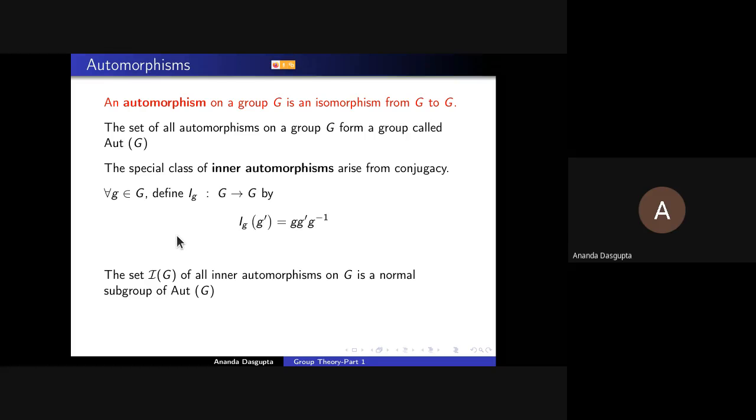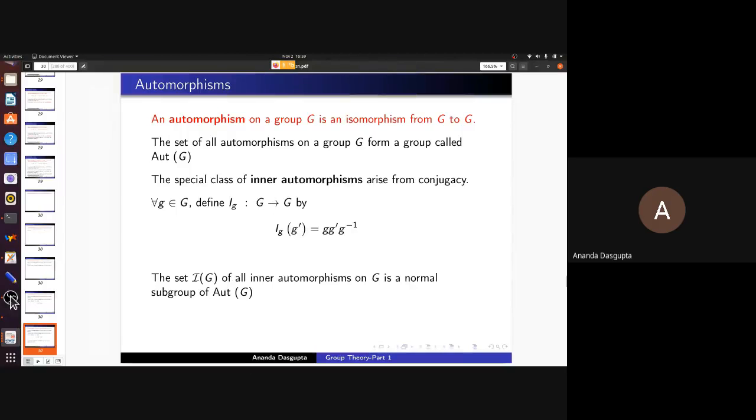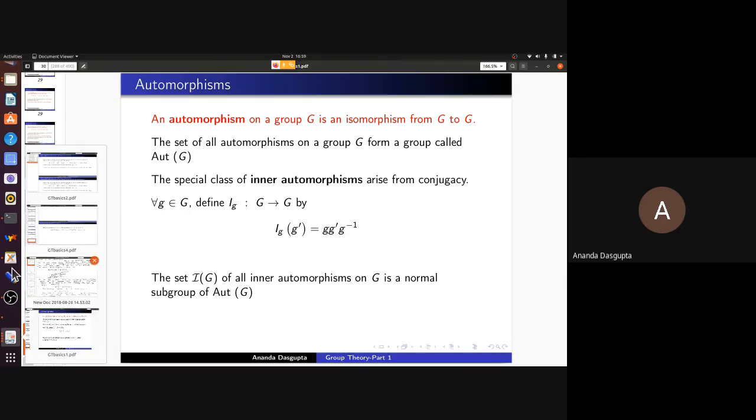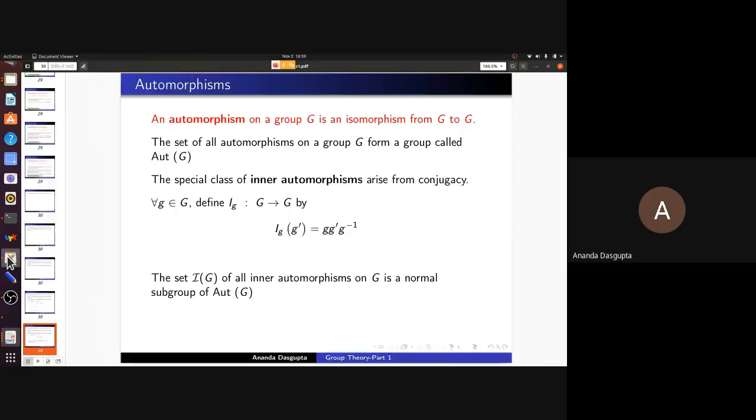And you can easily show that the set of all inner automorphisms on the group G is actually a normal subgroup of Aut G. This is a slightly non-trivial thing, but I'm pretty sure if you just sat down and worked on it, you should be able to work it out. If you can't work it out, you can ask me later. I will explain how this works. So I will just show you one thing. That is, I need to show you this at least, that this really is an automorphism.